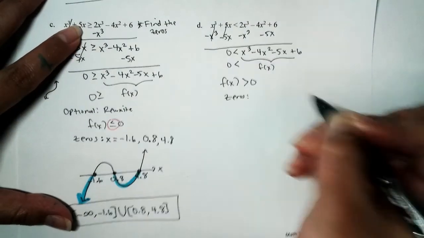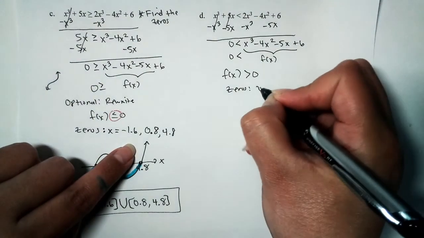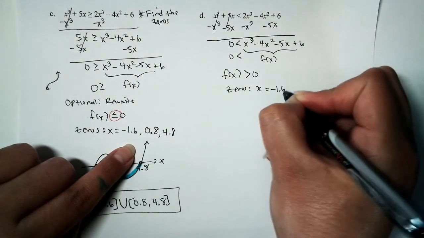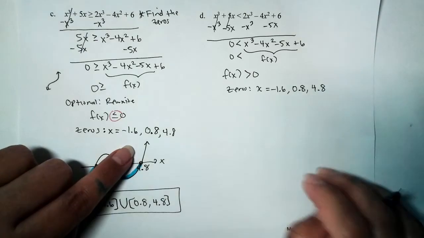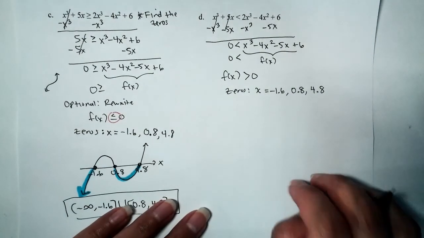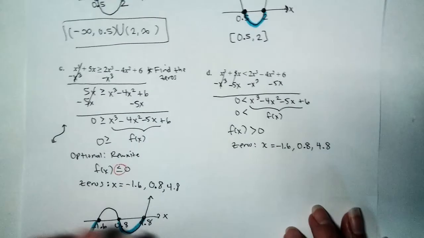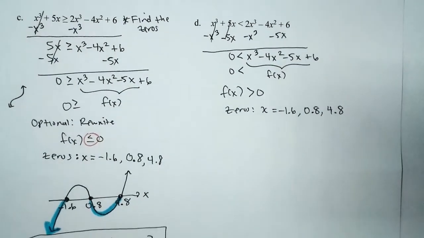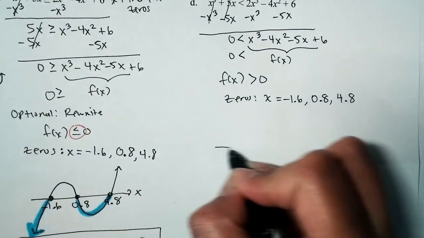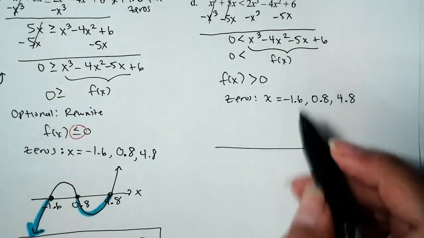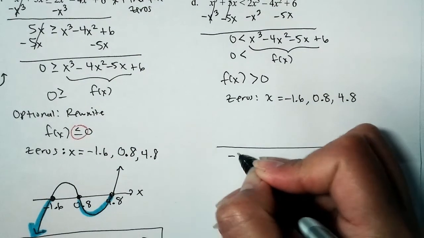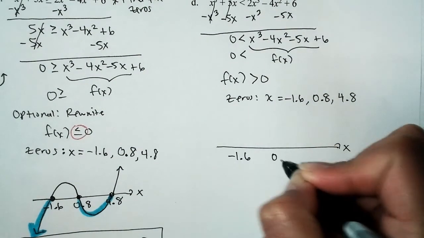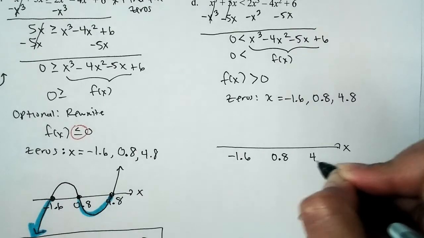Okay, we had negative 1.6, 0.8, and 4.8. Fantastic. So let's go ahead, take our screenshot. Let me move this paper because it's curving too much. Okay. So we locate them on the x-axis. If you would like to put the y-axis, go for it. So the zeros are negative 1.6, 0.8, and then 4.8.